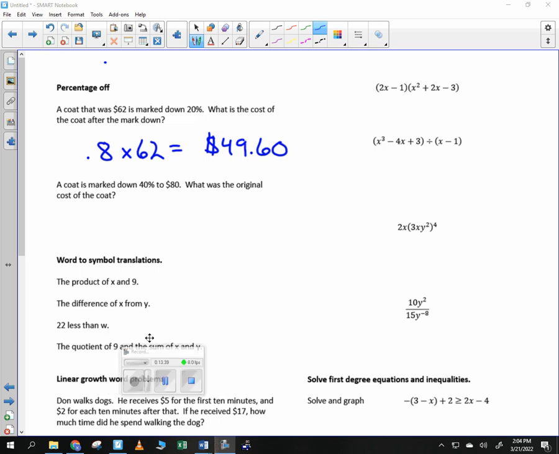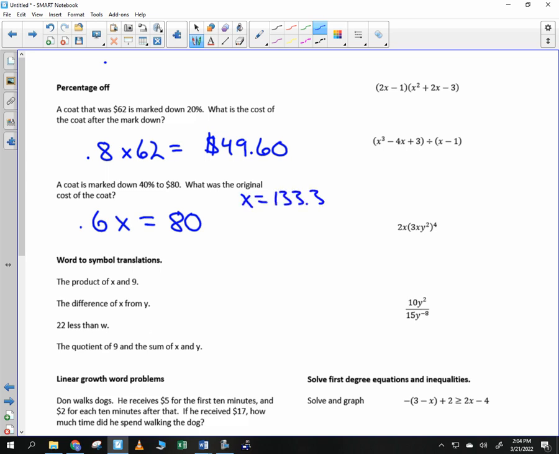So if it's marked down 40%, what percent is it of the original? 60. So 60% times the original is equal to $80. 60% of the original is $80. So if you divide both sides by 0.6, you should get x is 133.33. Can I show you another way of doing it?